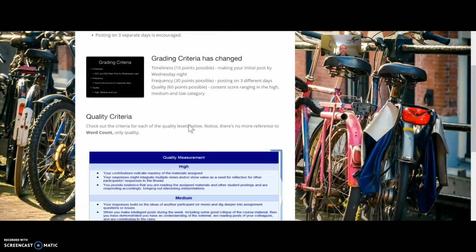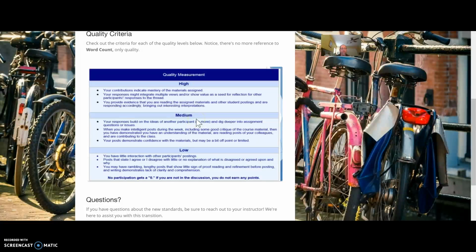The whole idea here is to get people to start to give more quality posts. Here are some examples. Quality measurement, if it's high, indicates a mastery of the materials assigned. In other words, you're saying something and explaining why you're saying what you're saying, or why you believe the information you found is correct. Medium isn't going to give me quite as much deep thought as the high would, and low ends up being more like, laugh out loud, I agree, that's so true. We want to get away from those because that's not doing anything for the post. So make sure that you're getting that in.